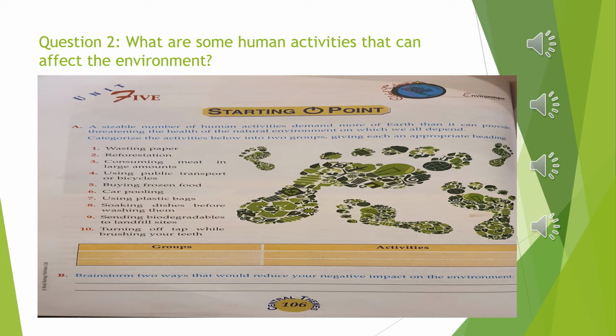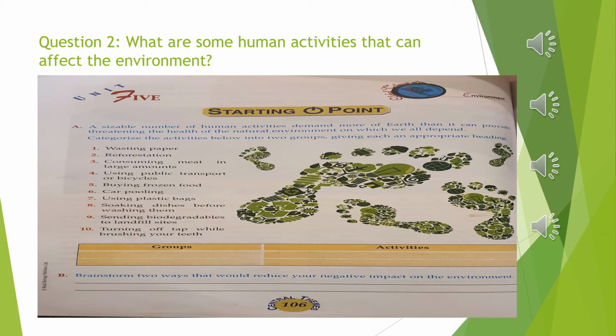The given human activities could be easily divided into 2 categories or groups. The first category includes the human activities that are environmentally friendly, which include activity number 2, 4, 6, 8, and 10. The second category includes the human activities that are environmentally harmful, which include activity number 1, 3, 5, 7, and 9.